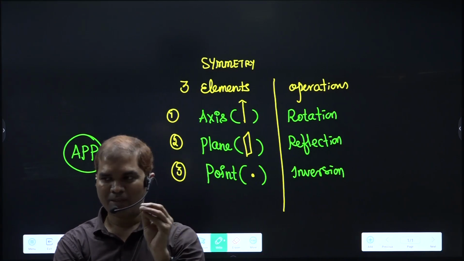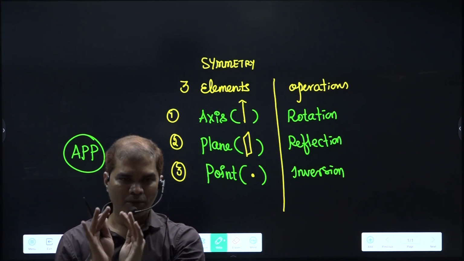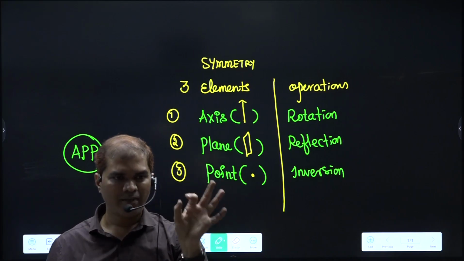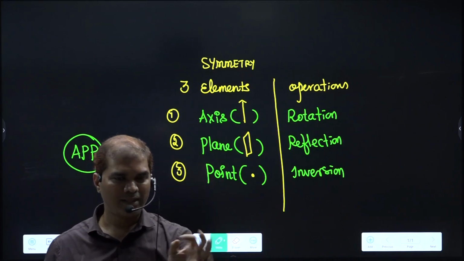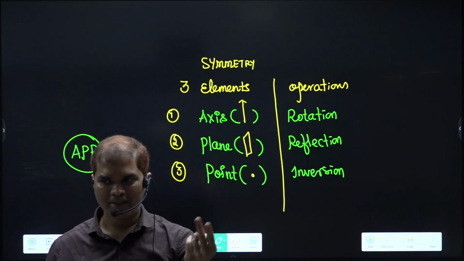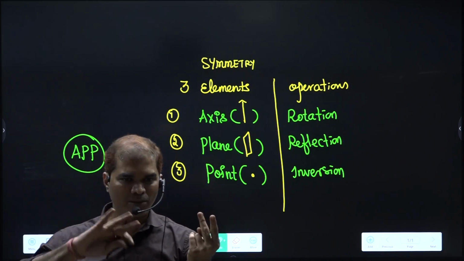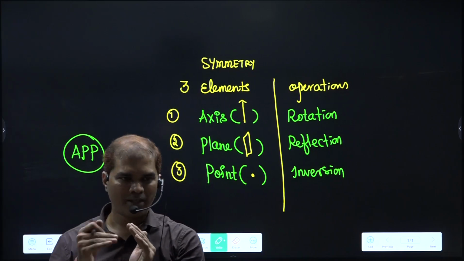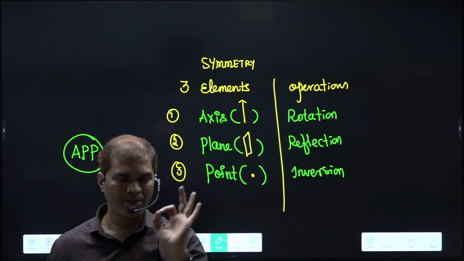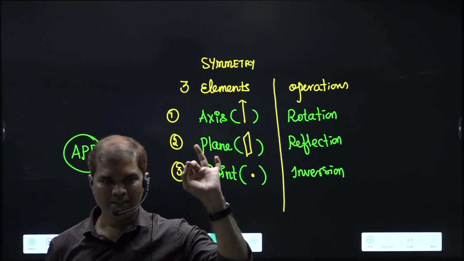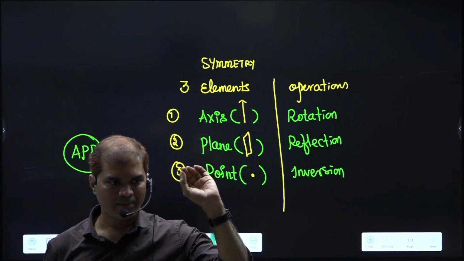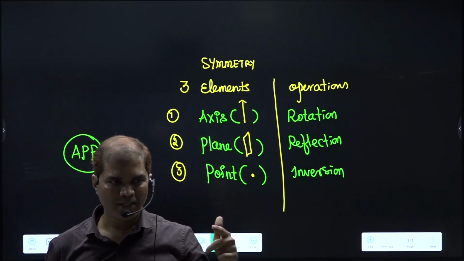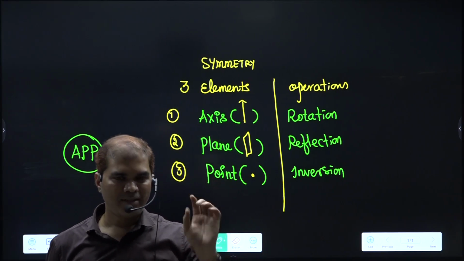Every person has their own identity. Likewise, every molecule, whether you operate or don't operate, if you just leave it, will have its own identity. That element is called the identity element. So whether you operate or don't operate, it will have its own identity. That is the fifth symmetry element. But basically how many? Three. Axis, plane, point. Got it? So with this introduction, from the next class we'll move to the symmetry elements.